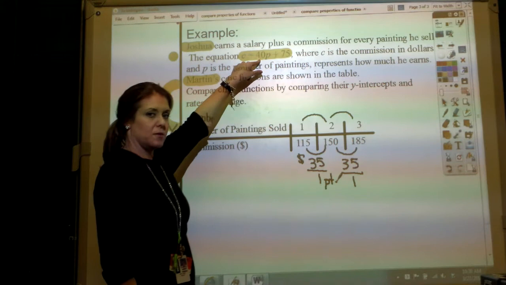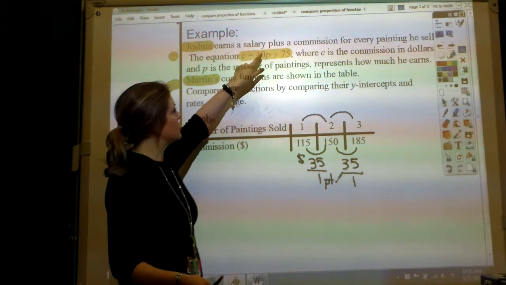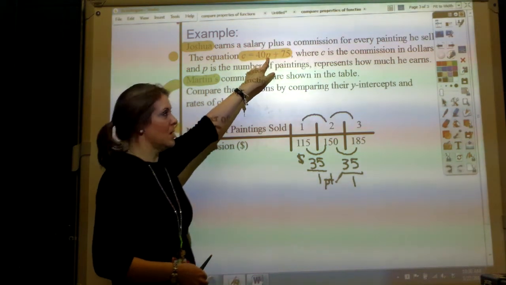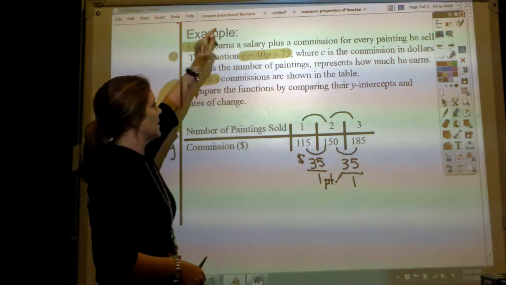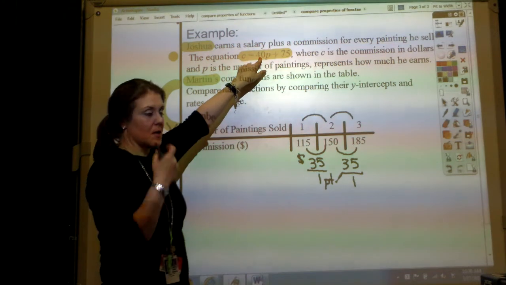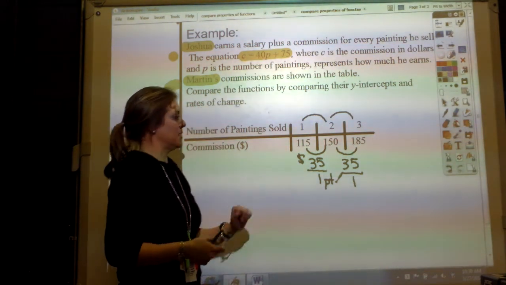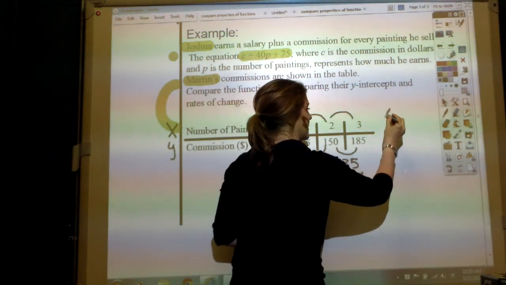Joshua's equation, his rate of change is the same as slope. So the slope for Joshua is 40 per painting. So Joshua is making a little more per painting. Joshua is making $40 per painting. Martin is making $35 per painting.